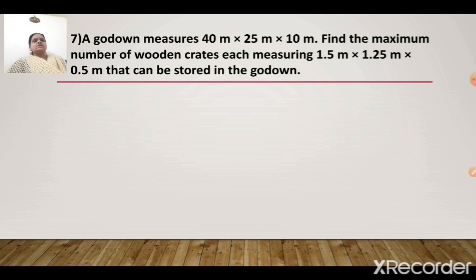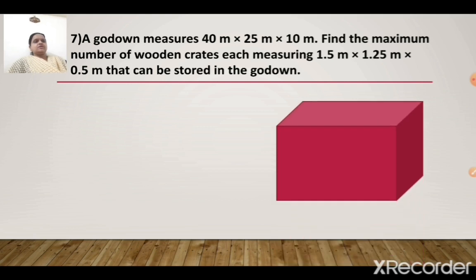So how much space is there in that godown? We have to find out the volume of the godown, and we have to find out the volume of a small crate. Correct? And if you divide it, you will get the number of crates. Just look here. This is nothing but a godown where the length is 40 meter, breadth is 25 meter and height is 10 meter. And in that, if I want to place a small crate, look here with the yellow color. If I want to place this type of crates, how many crates can I place in this? So I want to find that number.